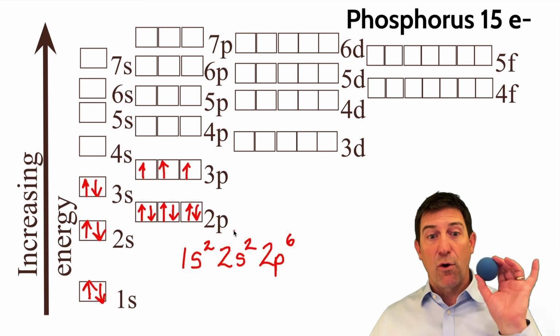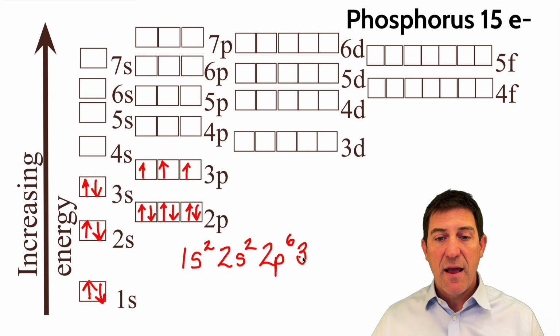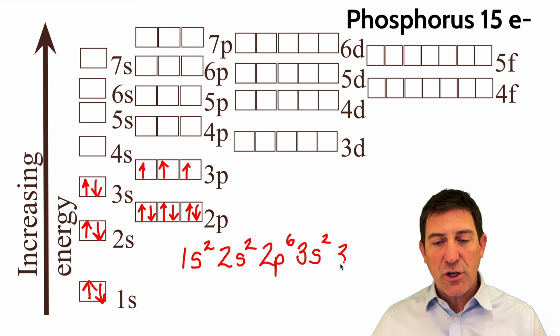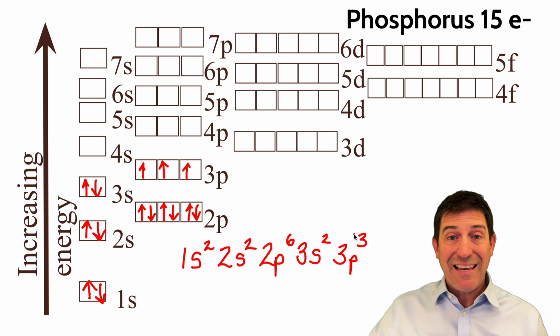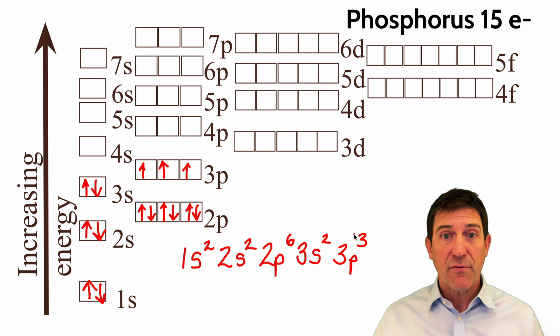We kept throwing electrons. Where did the next ones go? They went into the third energy level in the s orbital, and it looks like we have 2 living there. We kept throwing electrons. Here we go. 3rd energy level, p orbital, 3 electrons. And that's it. This is the electron configuration for phosphorus.